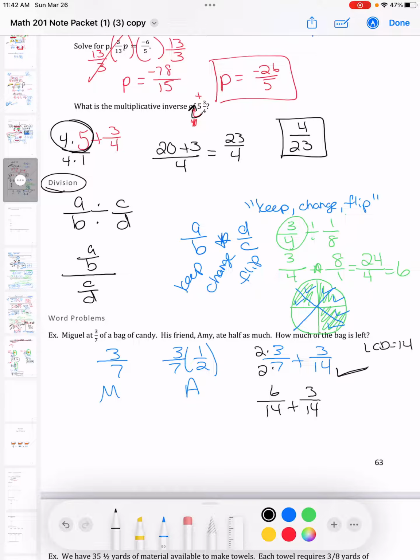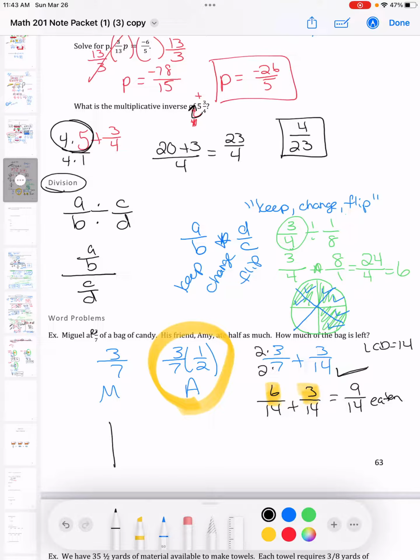Now we really can see that half. Remember, Amy ate half as much as Miguel. We can see that 3 is half of the 6. So it's really easy to see that half now that we have the common denominator. This gives me 9/14. That's how much of the bag of candy was eaten. I was supposed to say 8. He ate half a bag of candy.